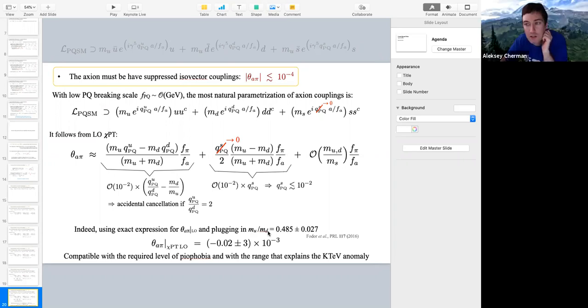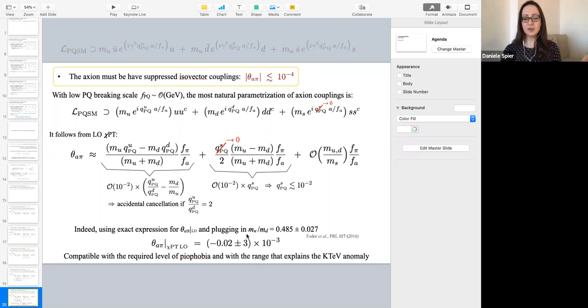What about the next-to-leading order effects in chiral perturbation theory? Could they have any effect here? Yeah, they do. They are small. They're at the same level as this error here, so 10 to the minus 3. So what they do is they just increase the error. I see. Thank you very much.